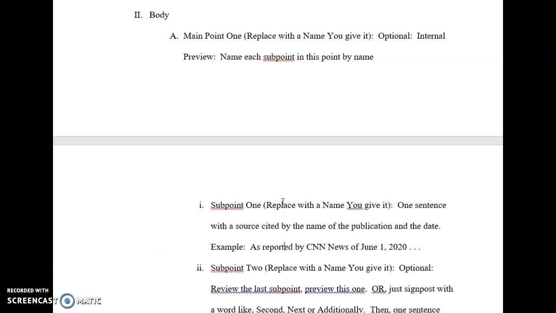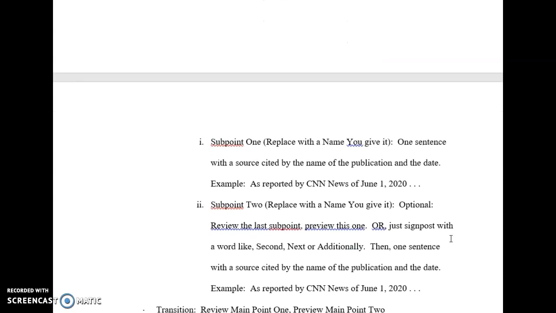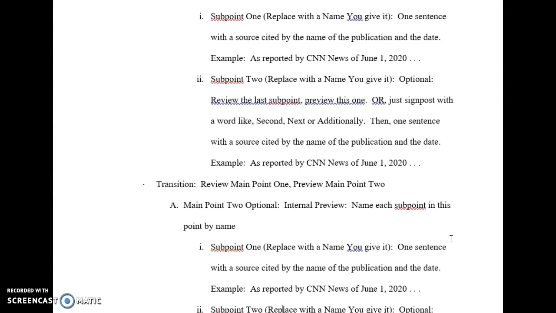And then next you'll have your first subpoint, and this is a subordinate point, a part of the main point, like the problems, or the police get away with too much, or the police get a bad rap, depending on the direction that you're going. Instead of it saying subpoint 1, I'm going to replace that with the name that I gave it. So maybe one of my subpoints is the citizens. I would replace subpoint 1 with the words the citizens. And then subpoint 2 is the police. I'd replace subpoint 2 with the words the police.